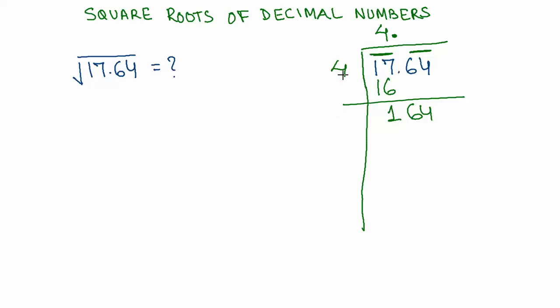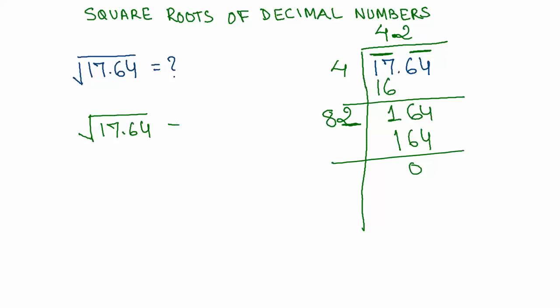Now 4 times 2 gives us 8. We just double this number to get 8, and we need to find a number to put next to it and multiply it by that same number, so that we can get this. Now this one is pretty straightforward because if you multiply 82 by 2, you would get 164. Then this gives us 0. So this gives you the solution: the square root of 17.64 is 4.2.